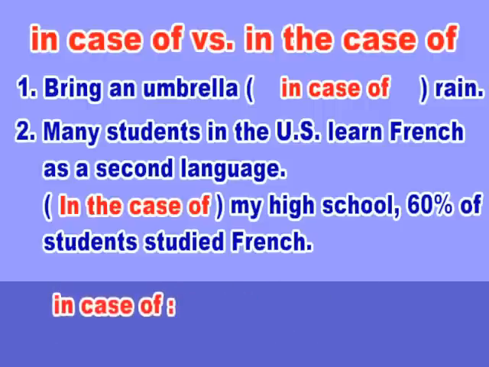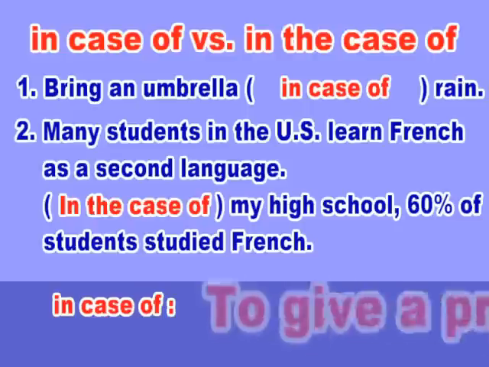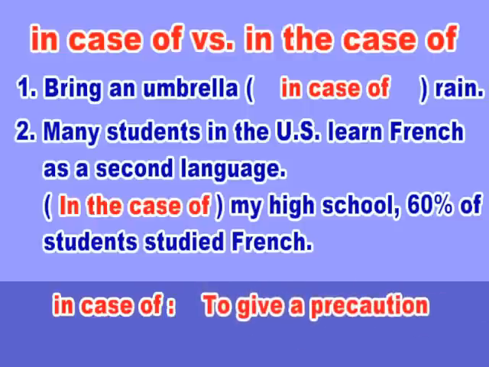So, in case of, we use to talk about precautions, something we should do now to prepare for a possible bad event in the future. So bring an umbrella now in case of rain. It might rain in the future, we'll have an umbrella, we'll be prepared for that bad event.